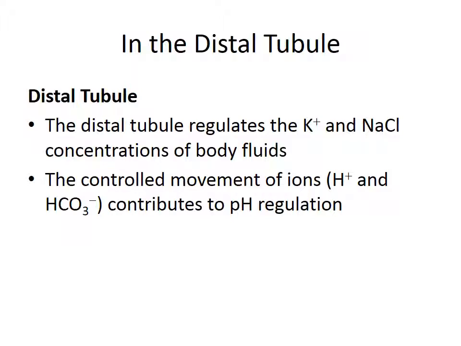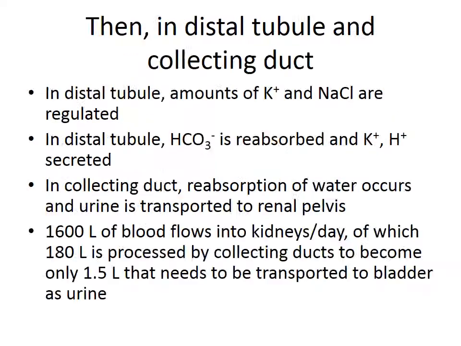In the distal tubule, this is where all the nice balances go on. So this regulates the potassium and sodium chloride concentration of body fluids. The controlled movement of ions, protons, as well as bicarbonate contributes to the regulation of pH. And then in the distal tubule, amounts of potassium and sodium chloride are regulated. Bicarbonate is reabsorbed. Potassium and hydrogen ions are secreted.